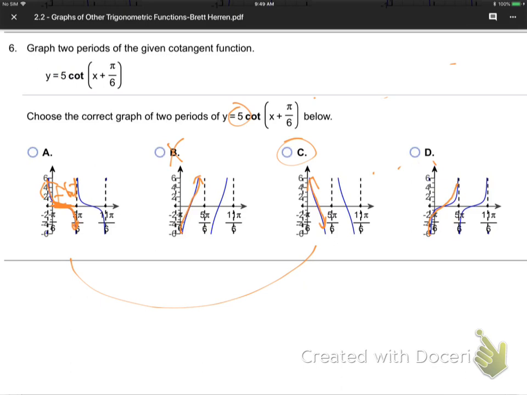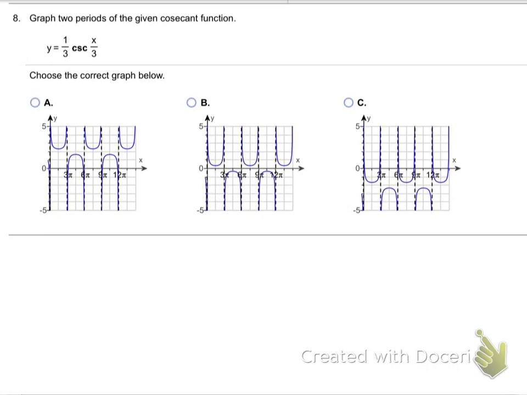Exactly. All right, so we have 1/3 cosecant x over 3. Look at that. U-shapes everywhere. What is up with that? All right. Well, let's talk about it. So, what have we learned about cosecant? In fact, let me just rewrite it on a fresh screen here. Number 8, 1/3 cosecant x over 3.